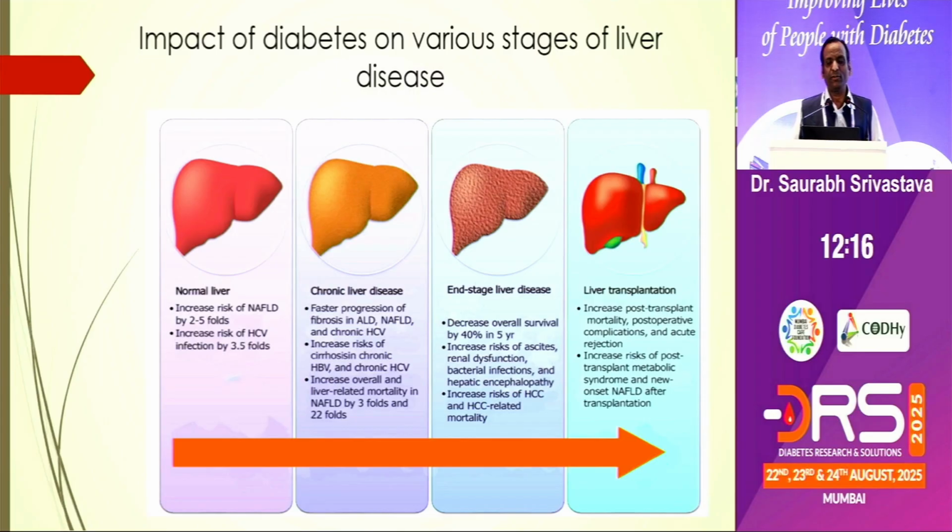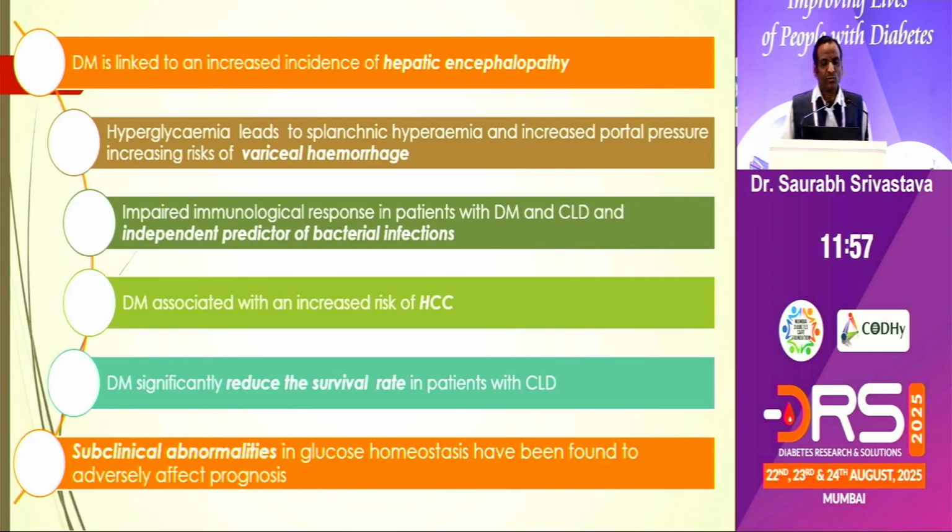The impact of diabetes on various stages of liver disease: in a normal liver, it predisposes to NAFLD. In chronic liver disease, there is a faster progression of fibrosis. In end stage liver disease, there is a decrease in overall survival and an increased risk of complications, and after liver transplantation, again there is an increased risk of diabetes mellitus. It is linked to an increased incidence of hepatic encephalopathy and variceal hemorrhages. It is an independent predictor for bacterial infections.